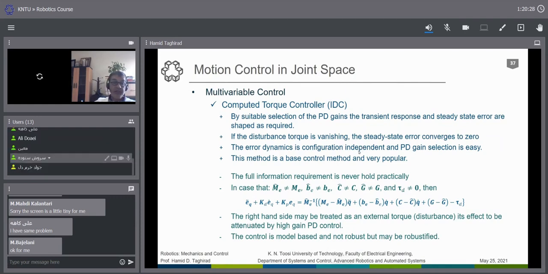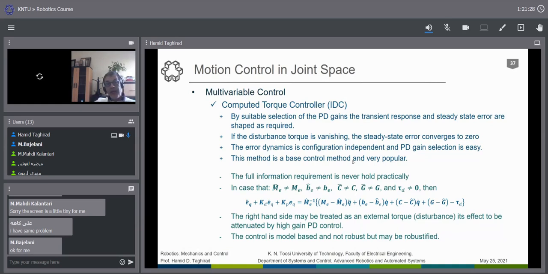Again, the dynamics are configuration independent, and the PD gain selection and tuning would be much easier. This method is a base control method, very popular, very used. We don't use feedforward that much. This is much better than feedforward, but it is the base one. We put something on top of that, and as you will see in the next slides, we can make it a bit more advanced, but usually the foundation is this inverse dynamic control or the computed torque method.